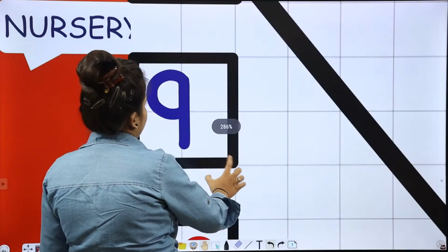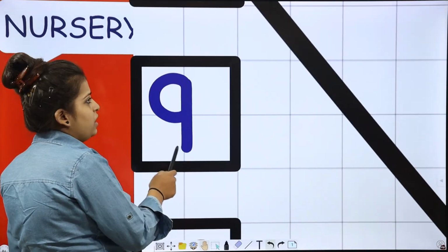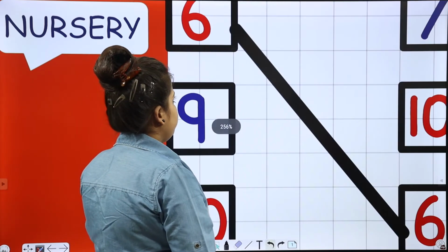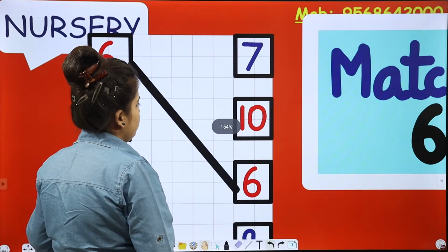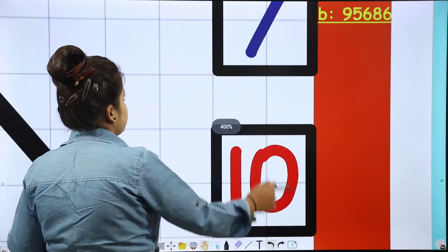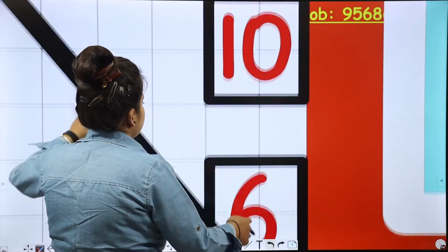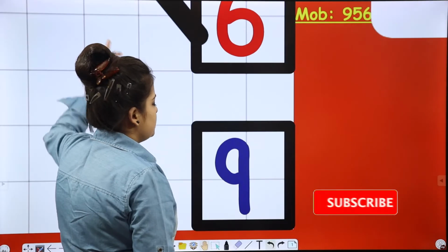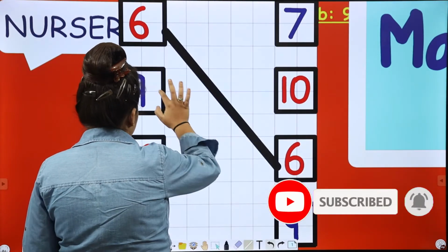Okay. Look for the next number. Which number is this? Number 9. So you have to look for the number 9 in the next row. Where is number 9? This is number 7. This is number 10. This is number 6. And this is number 9. So match these two.